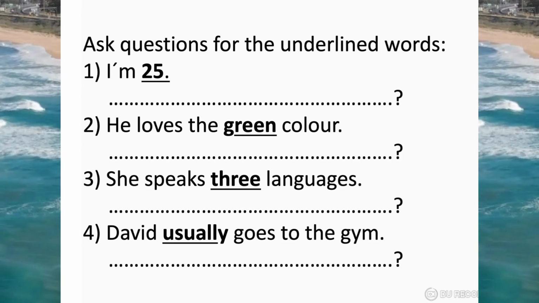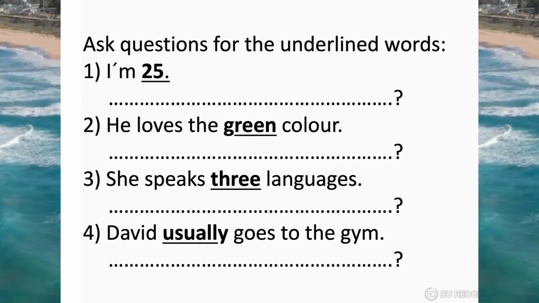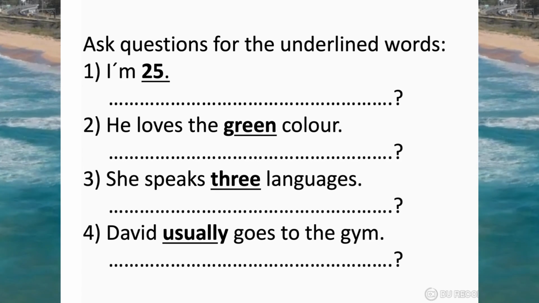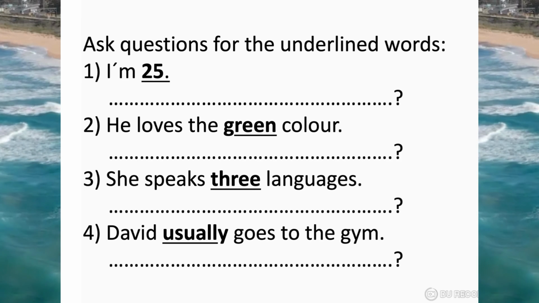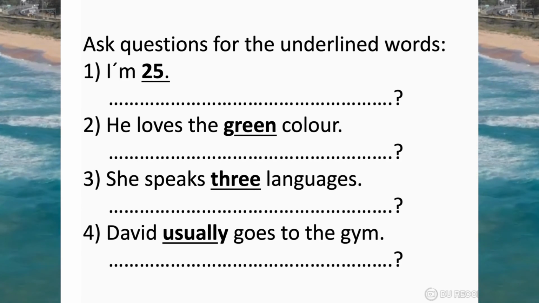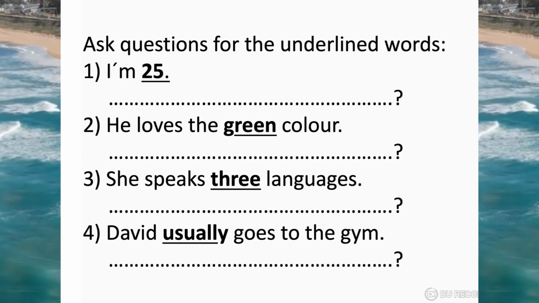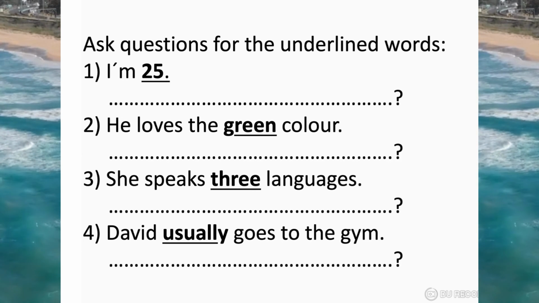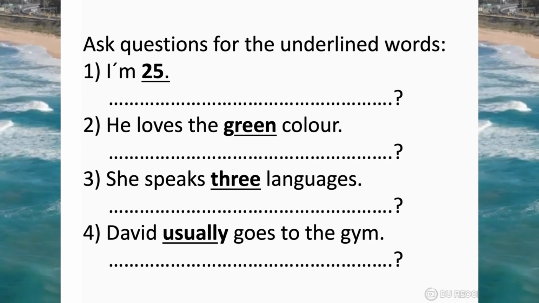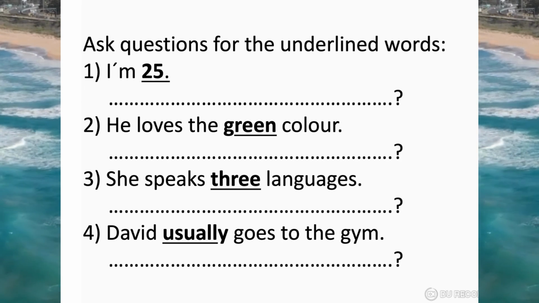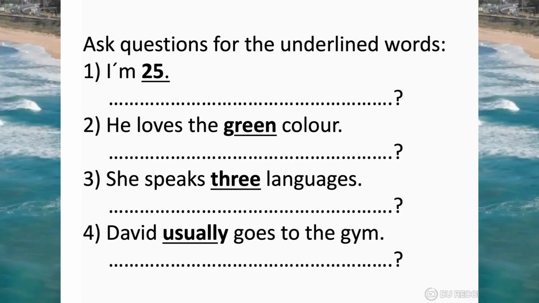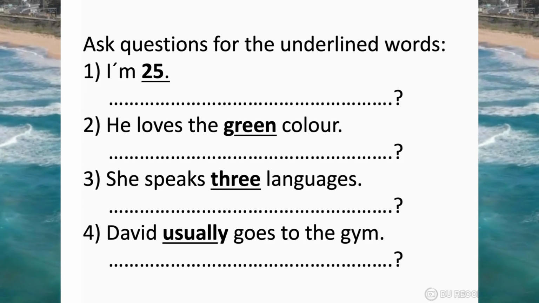And the last question, David usually goes to the gym. So in the question, you shouldn't write usually. For the last question, if you want to know the answer, you should go to the lesson of adverbs of frequency. Because in adverbs of frequency, we studied how to ask questions when we have always, usually, sometimes, often, never, etc.